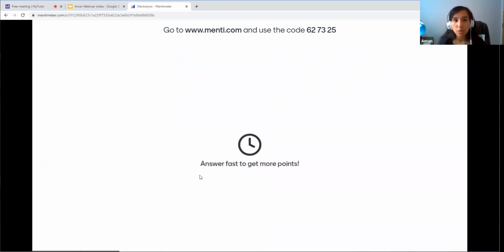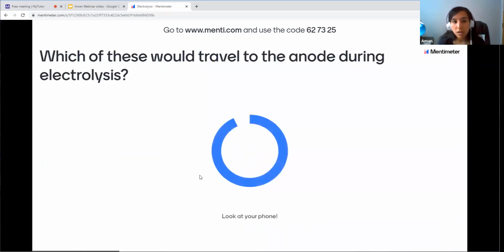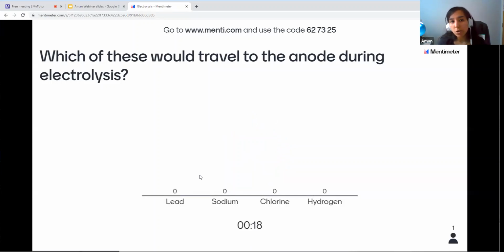Okay, the second question should be coming up in just a second. Which of these would travel to the anode during electrolysis? So it doesn't matter here whether it's molten or aqueous, because only one of them would ever travel to the anode during electrolysis.